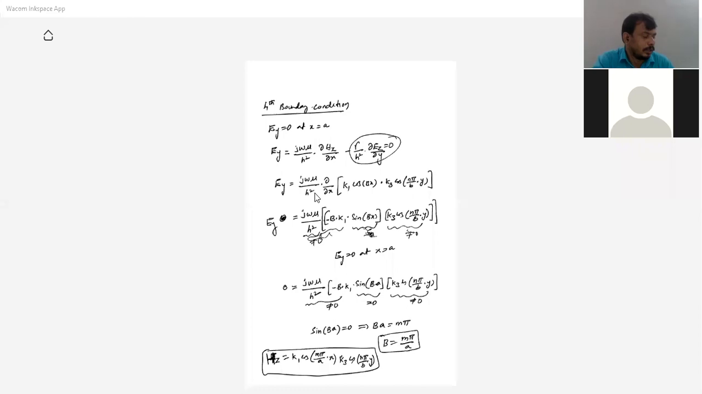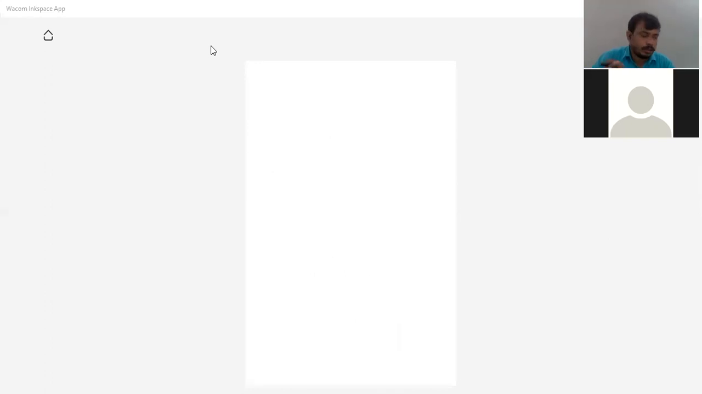Right? So then we can write expressions for the next one. Next page. Right. So now our HZ is equal to K1, K3, cos m pi by A into X, cos n pi by B into Y.